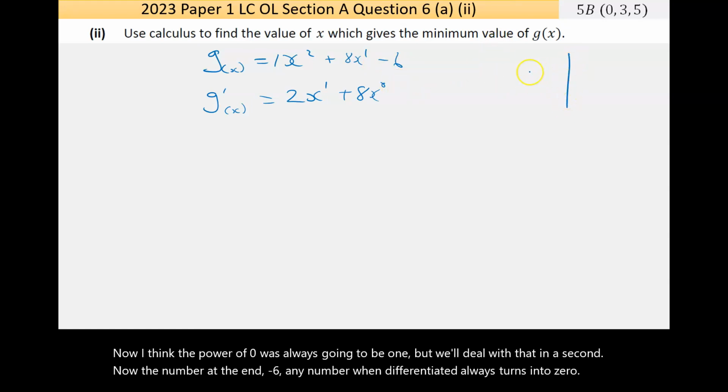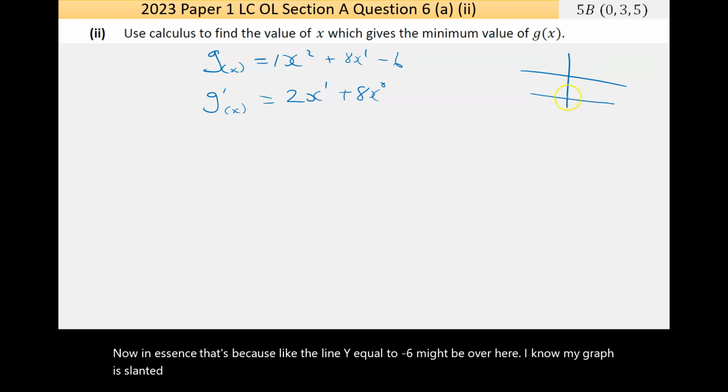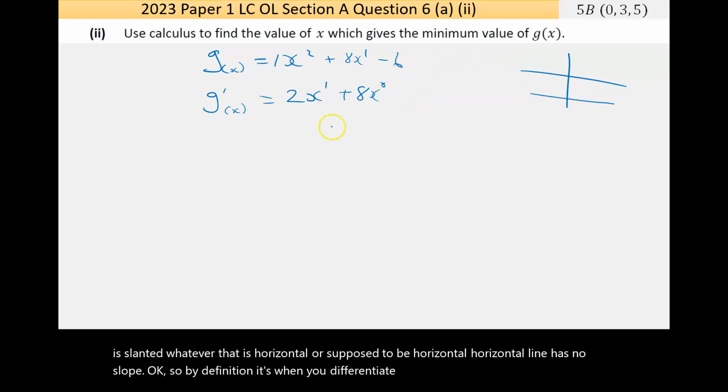In essence, that's because the line y equal to minus 6 might be over here. I know my graph is slanted, but whatever. That is horizontal, or supposed to be horizontal. A horizontal line has no slope. So by definition, when you differentiate it, its slope would be 0 because it has no slope.